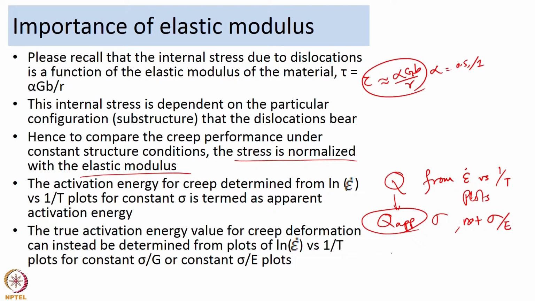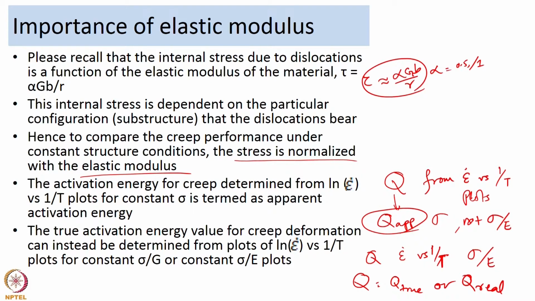On the other hand, if you determine Q from epsilon dot versus 1 over T plots and use sigma by E for the determination, then the activation energy that you get will be known as the true activation energy or the real activation energy. I will give you a numerical in support of this concept. That is something we will cover at a later stage.